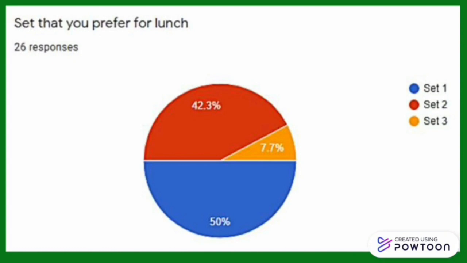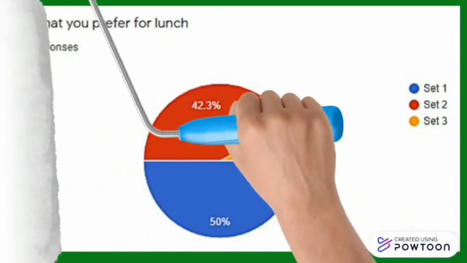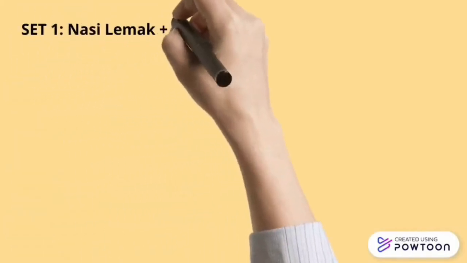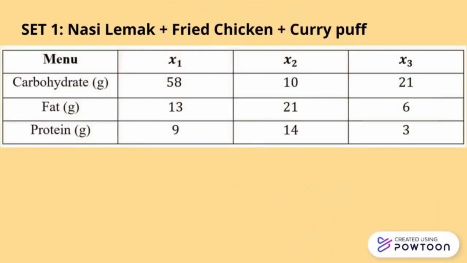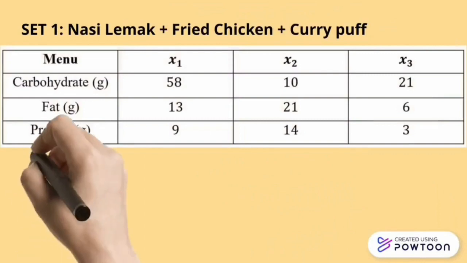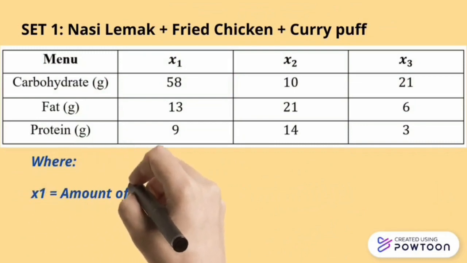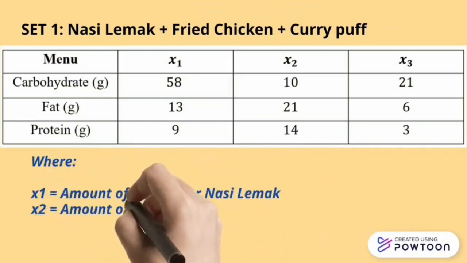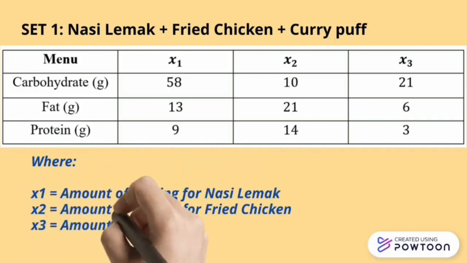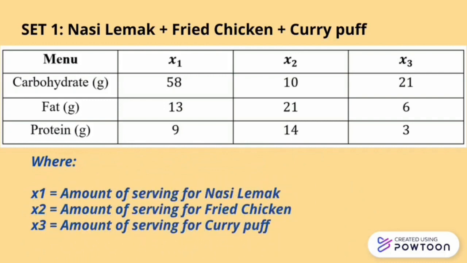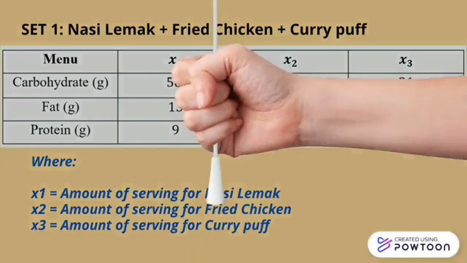The data collected are calculated using Microsoft Excel Solver. For set 1, we have nasi lemak, fried chicken and curry puff. Every menu has its amounts of carbohydrate, fat and protein. The amount of serving for each menu will be represented as X1, X2 and X3, where X1 is the amount of serving for nasi lemak, X2 is the amount of serving for fried chicken, and X3 is the amount of serving for curry puff.